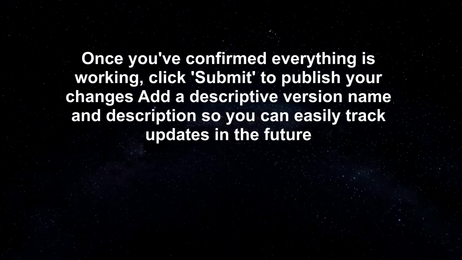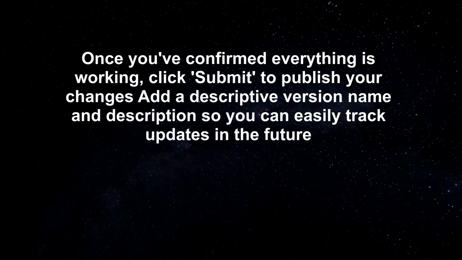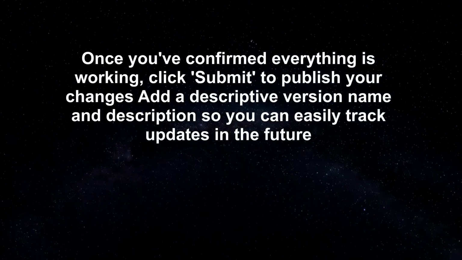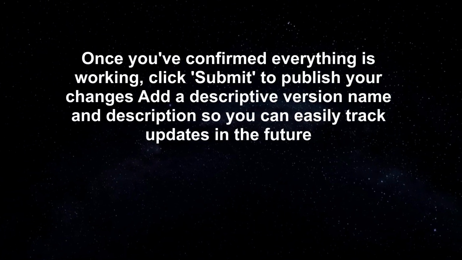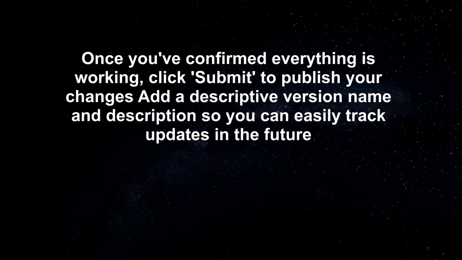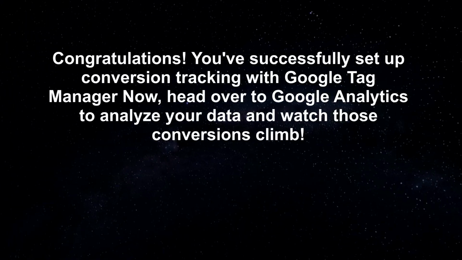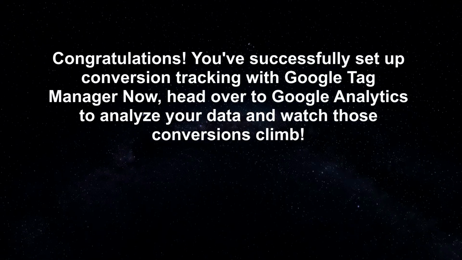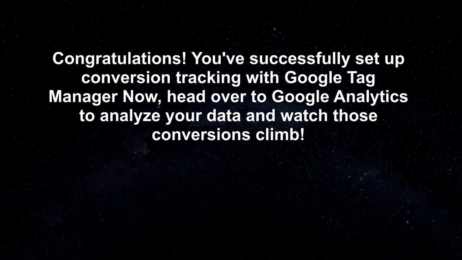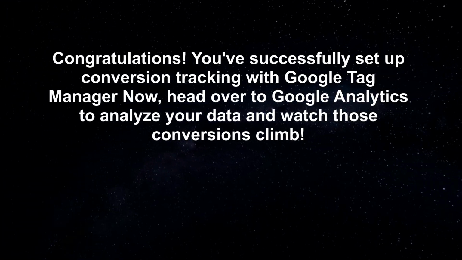Once you've confirmed everything is working, click Submit to publish your changes. Add a descriptive version name and description so you can easily track updates in the future. Congratulations! You've successfully set up conversion tracking with Google Tag Manager. Now, head over to Google Analytics to analyze your data and watch those conversions climb.